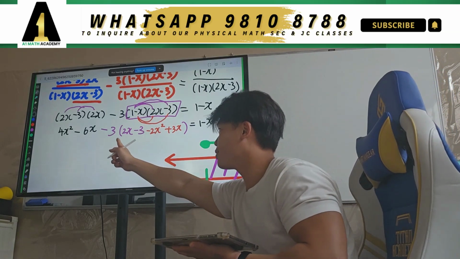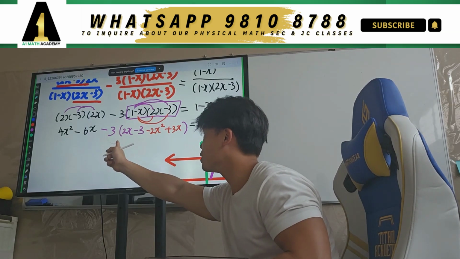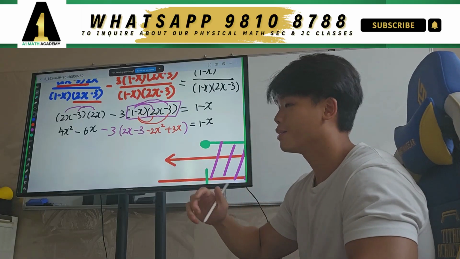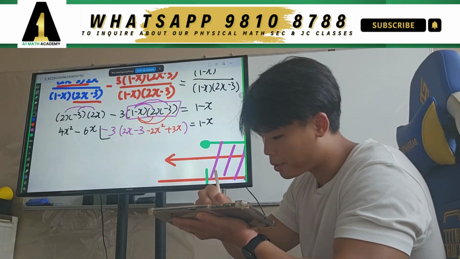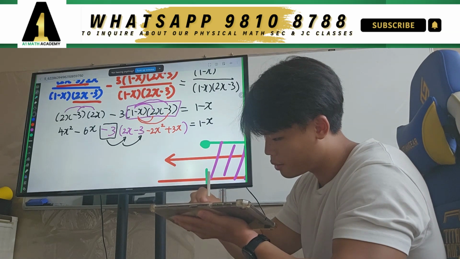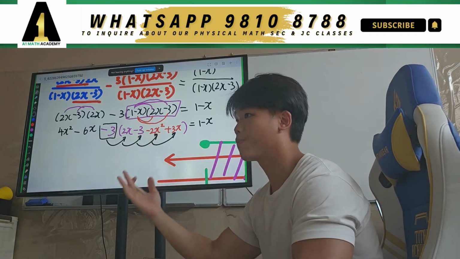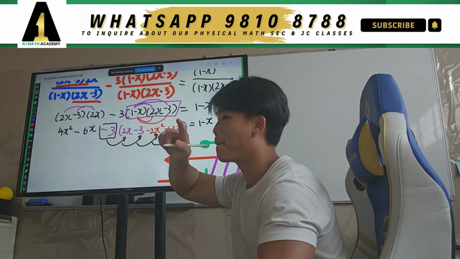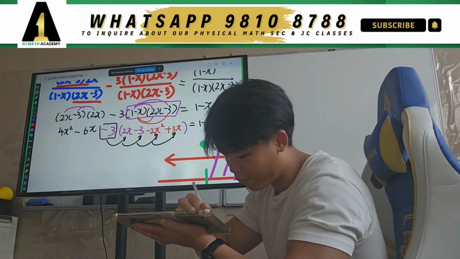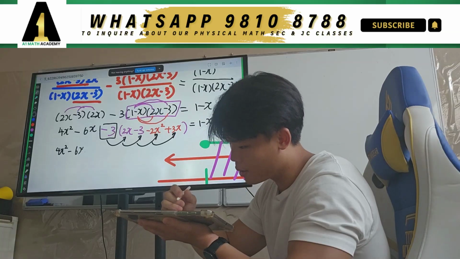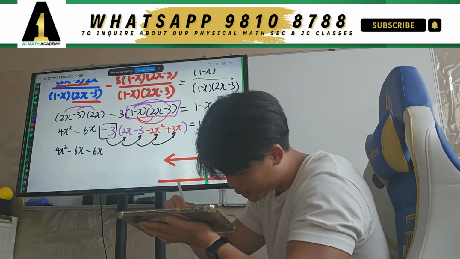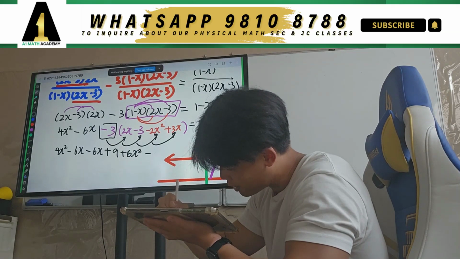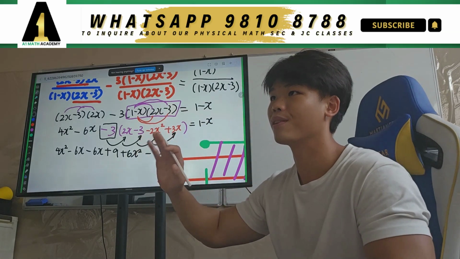Okay, now this is where you need to be careful of this minus 3. When you times this minus 3 inside, what happens to all the signs in front of the terms? When you times this inside, all the signs will flip. Because you're taking minus 3 times 2x. So in the end you get minus negative 6x. So you have 4x squared minus 6x. Correct. So you get minus 6x plus 9 plus 6x squared minus 9x. Everything the sign will flip.